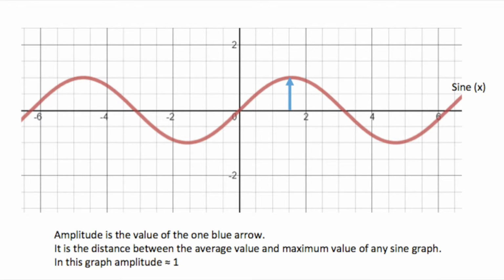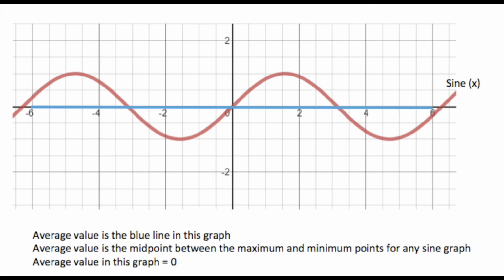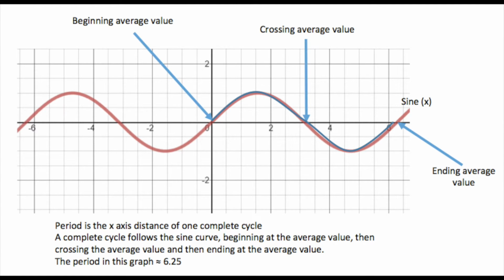The amplitude is the distance from the x-axis to the maximum point on the graph, as shown by the blue arrow. The blue line on the graph represents the average value of the graph. This is the midpoint between the maximum and minimum values. On this graph, the average value is 0. The period of the sine wave is the distance that it takes for the sine wave to complete one full oscillation. Now for this graph, the period is approximately 6.25.